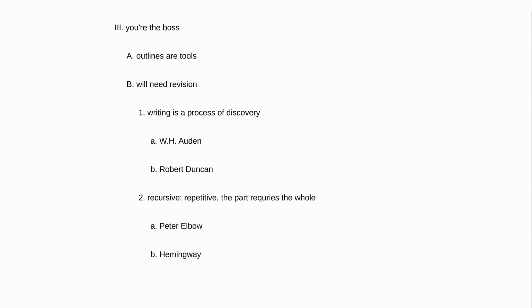One final note regarding outlines, and this might sound childish, but you are the boss of your outline. It isn't the boss of you. It's a tool to help you organize your paper, not a rigid structure that you have to write into. It will need revision, and some of that revision may come after you've begun your draft. If you notice you aren't following your outline, that's okay. Writing is a process of discovery, and you may not know what you want to say until you start trying to say it. You wouldn't be alone in that.